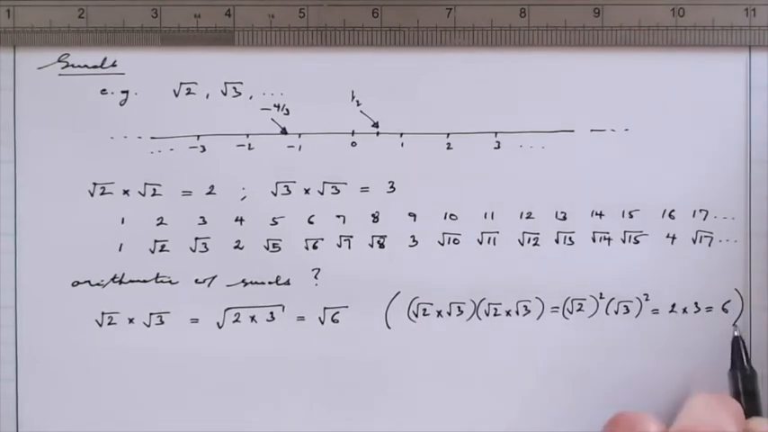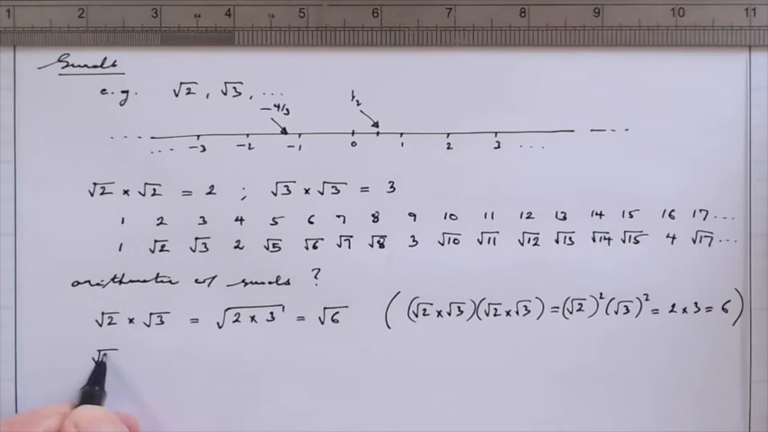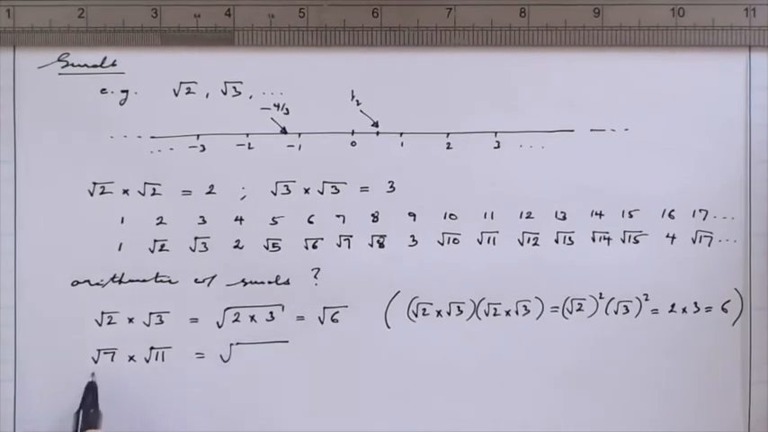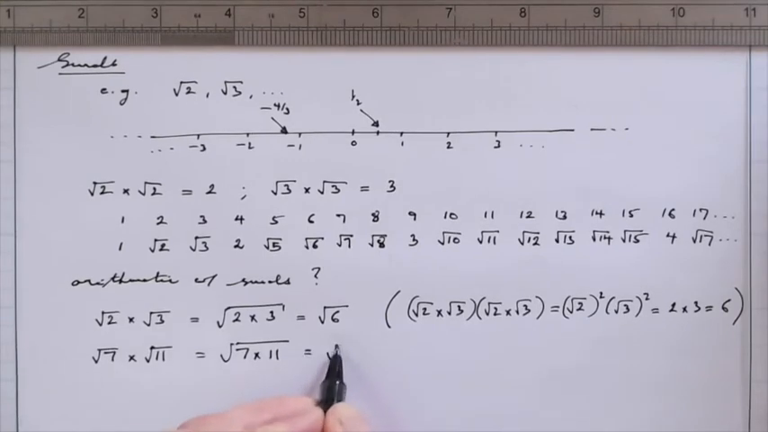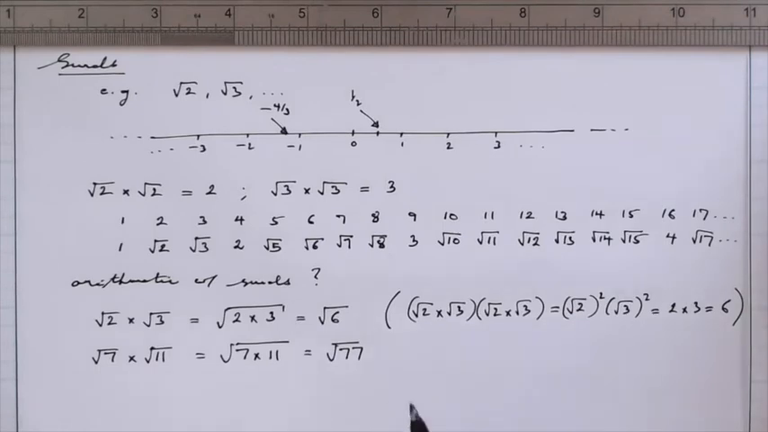And so this number should be the square root of 6, which we indeed see that it is. So generally then, any two surds that you're multiplying together, for example the square root of 7 times the square root of 11, we just take those integers inside the square root sign under one large square root sign, multiply the integers together, and voila. So very straightforward.